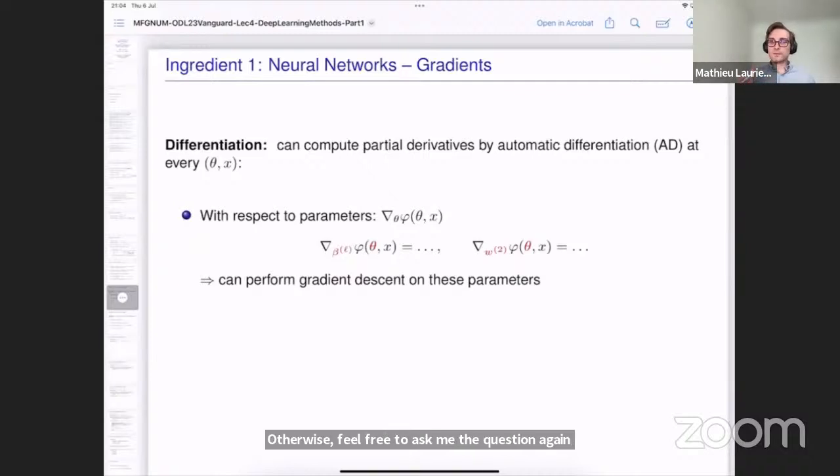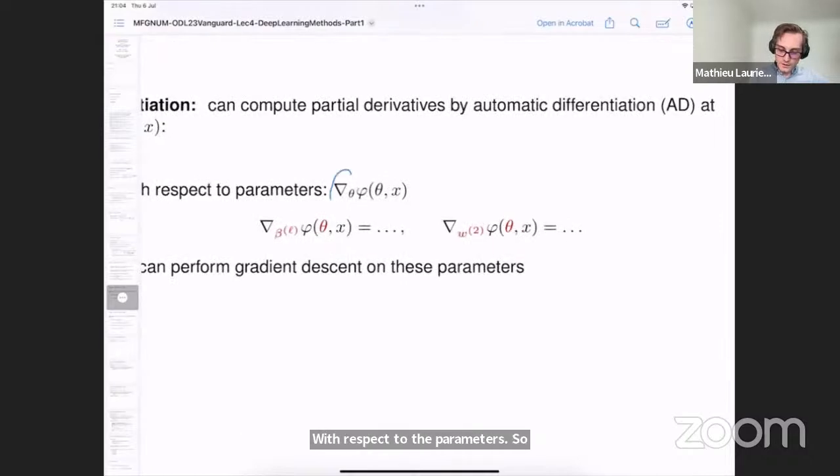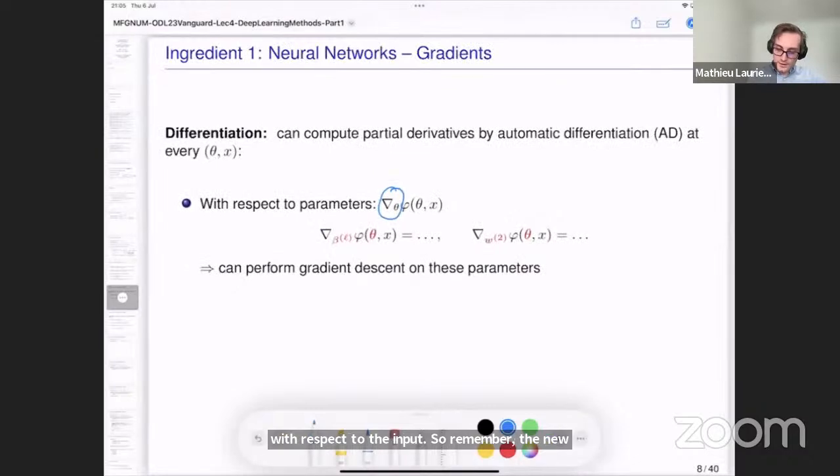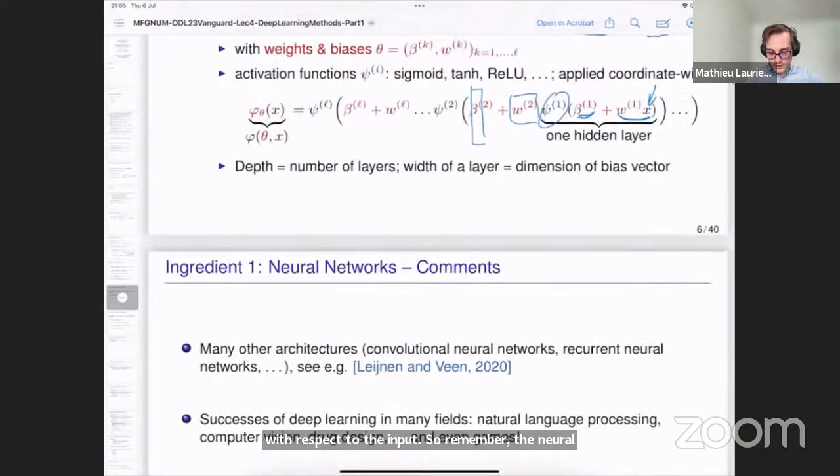One thing that is nice with these neural networks is that you can compute, because the function is parameterized. You can implement the function completely, and you can also compute its derivatives. You can compute the gradient with respect to the parameters. Gradient with respect to theta means that I take the derivative with respect to theta, which is a parameter. And gradient with respect to x means I take the gradient with respect to the input. Remember, the neural network has in fact two inputs, but the first one is just the parameters.